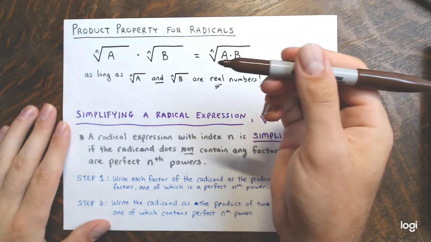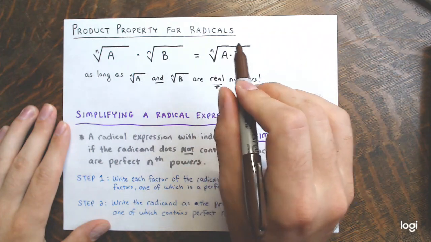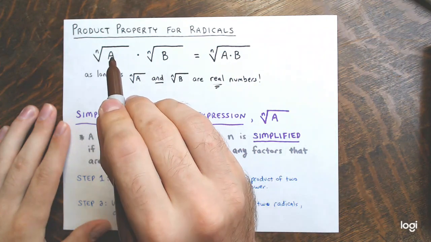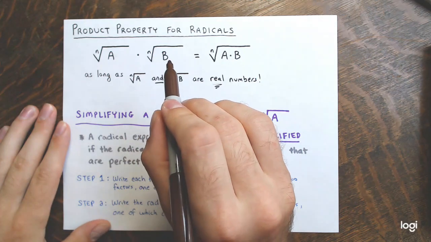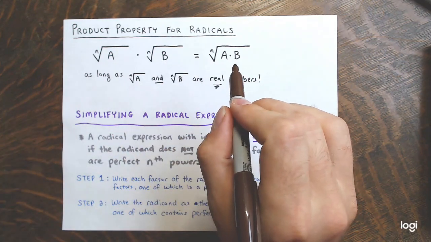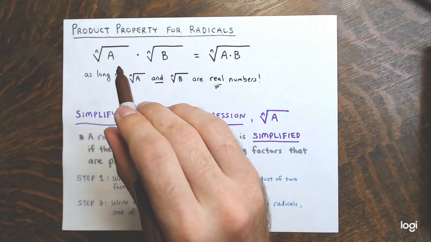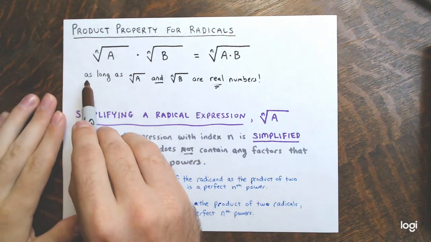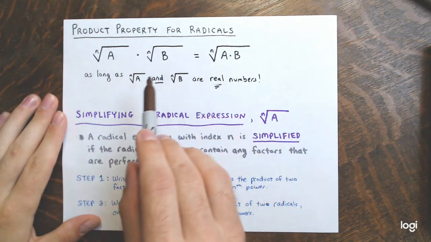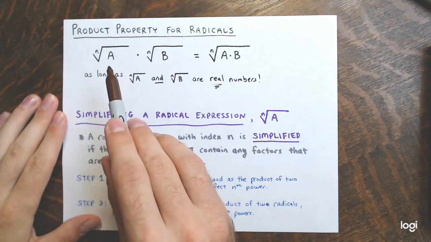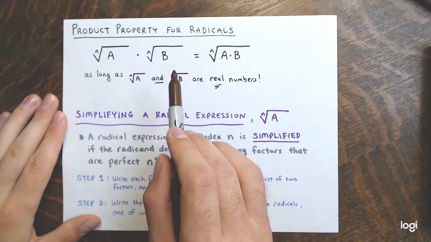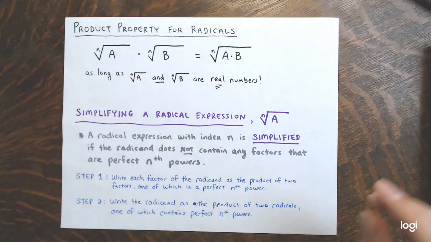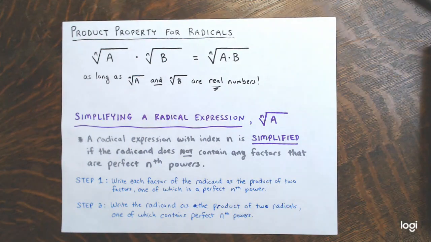It also goes in the other direction. If I see the nth root of a product of two factors, you can split them up. You can take the nth root of one factor and multiply it by the nth root of the other factor. So the nth root of ab is equal to the nth root of a times the nth root of b. But there's one caveat to this, and this is important. You can only use this property as long as the nth root of a and the nth root of b are real numbers.